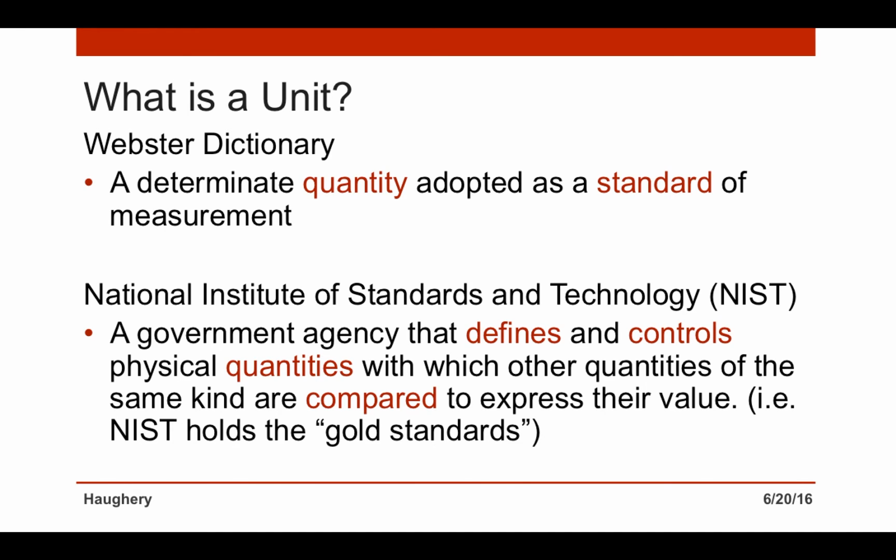So first, a unit is just a determined quantity that we've adopted as a standard. And the National Institute of Standards and Technology, NIST, is a government agency that defines and controls the physical quantities, the gold standards of what is a pound, what is a meter. This is very important, especially in commerce. $2 a pound, right? Well, if I'm selling something and my pound is lighter than your pound, we have a problem.